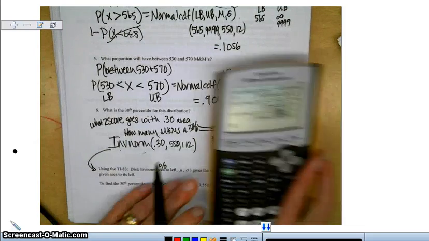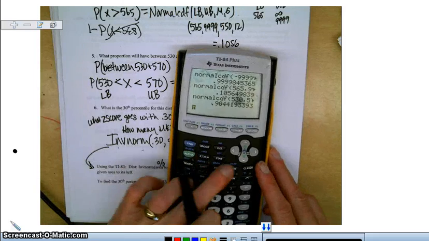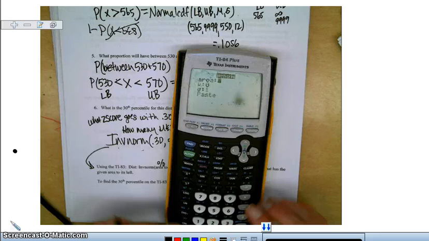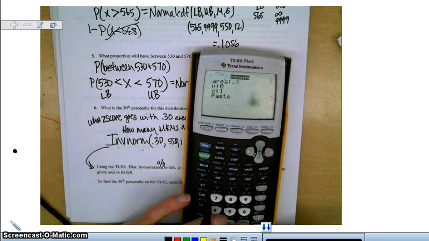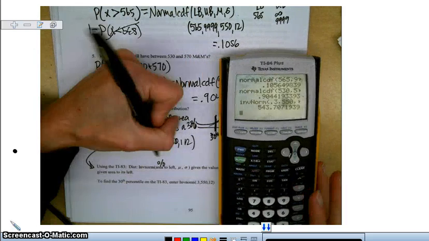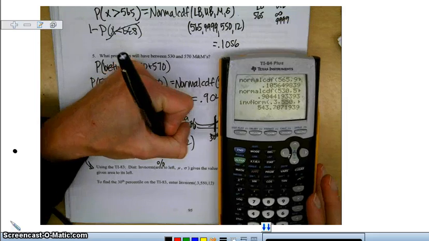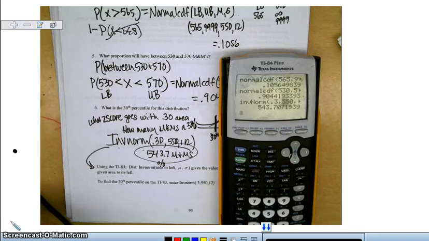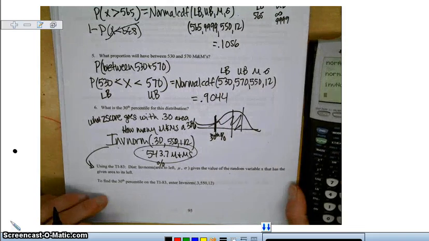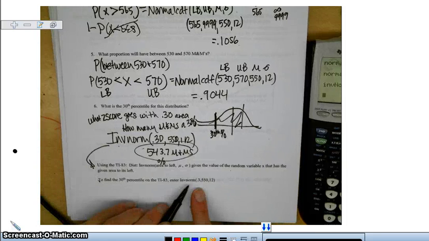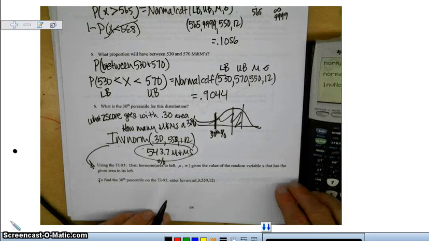So we're just going to go to second distribution. The inverse norm is the third one. And I'm going to type in the area, which is 0.3. My mean is 550. My standard deviation is 12. And it gives me 543.7 M&Ms. That would be the 30th percentile. So that's the direction here. So to find the 30th percentile, there it is, typed in.